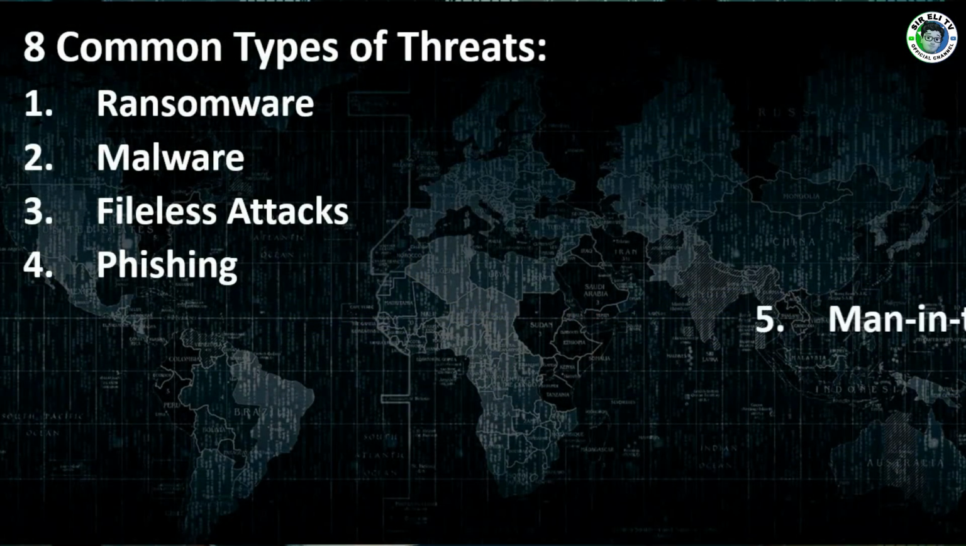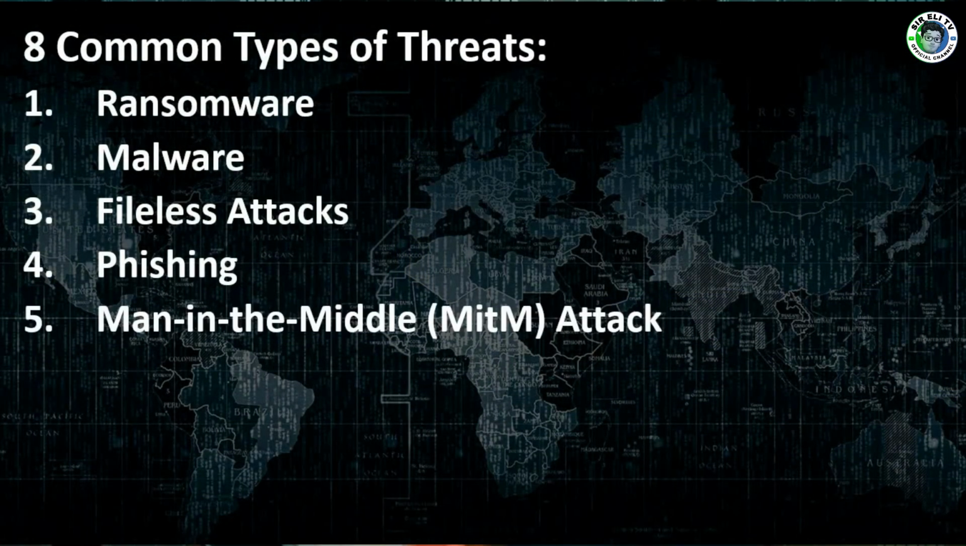Number 5. Man-in-the-middle attack. A man-in-the-middle attack bypasses these protections by breaking a connection into two pieces. By creating a separate encrypted connection with the client and the server, an attacker can read the data sent over the connection and modify it as desired before forwarding it onto its destination.